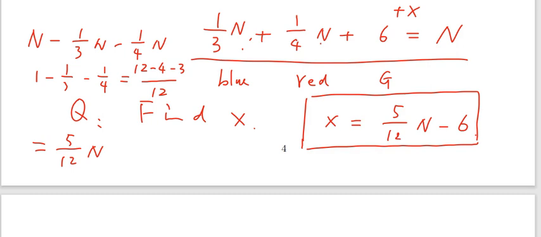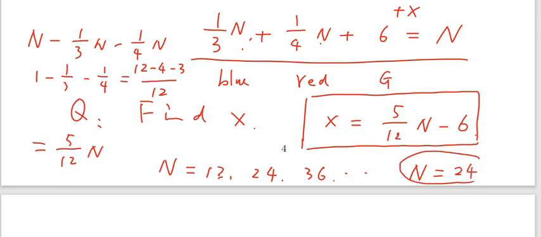So what is n? n should be 12, or 24 or 36, right? If n equals 12, then x is 5 minus 6, so x is negative. But x cannot be negative. So we say the smallest n should equal 24. Then we put n equal to 24, and we can find x.